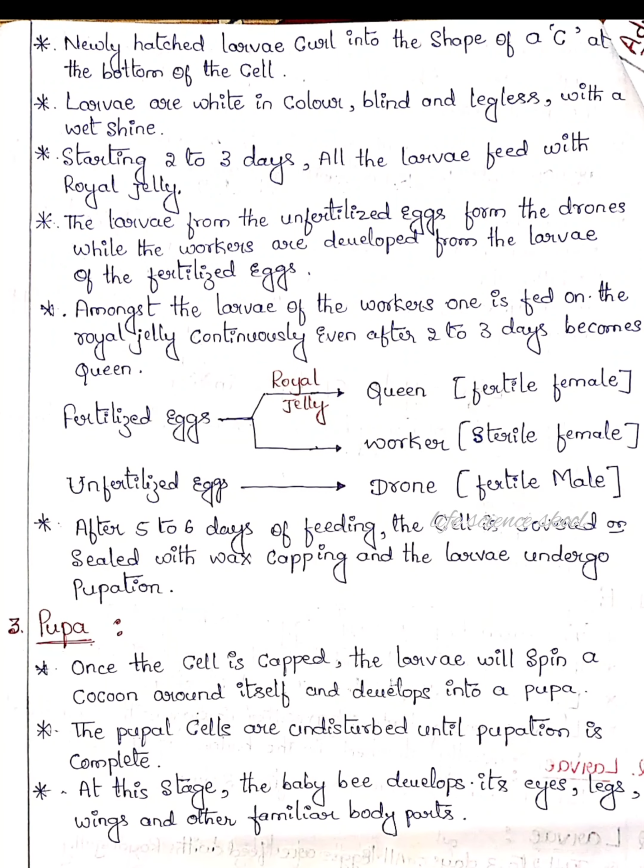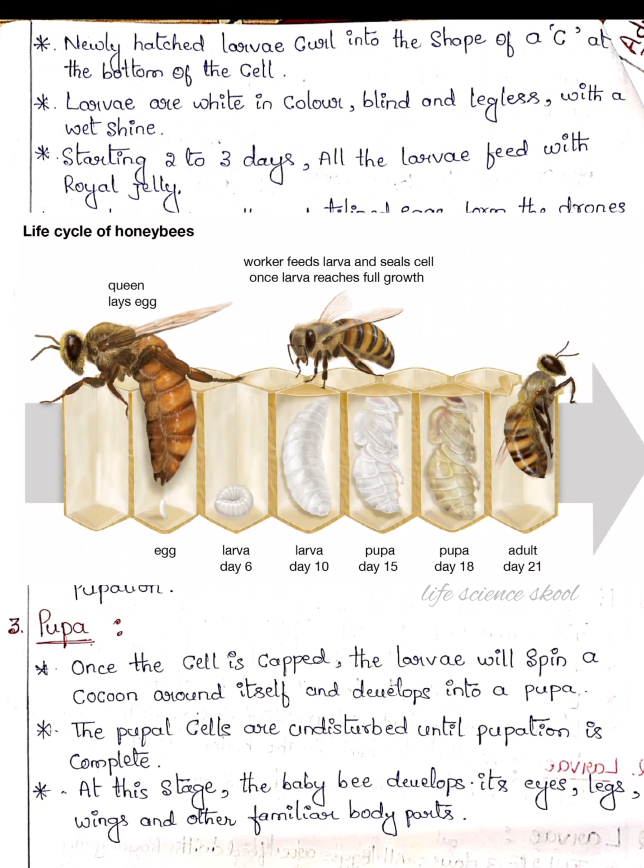Moving on to the next slide. The newly hatched larvae curl into the shape of a C at the bottom of the cell. When you look at the brood cell, the larva looks C-shaped at the bottom of the cell. The larvae are white in color and blind; their eyes are not developed, and their legs are also not developed. That's why they are legless, with a white body, as you can see in the diagram.